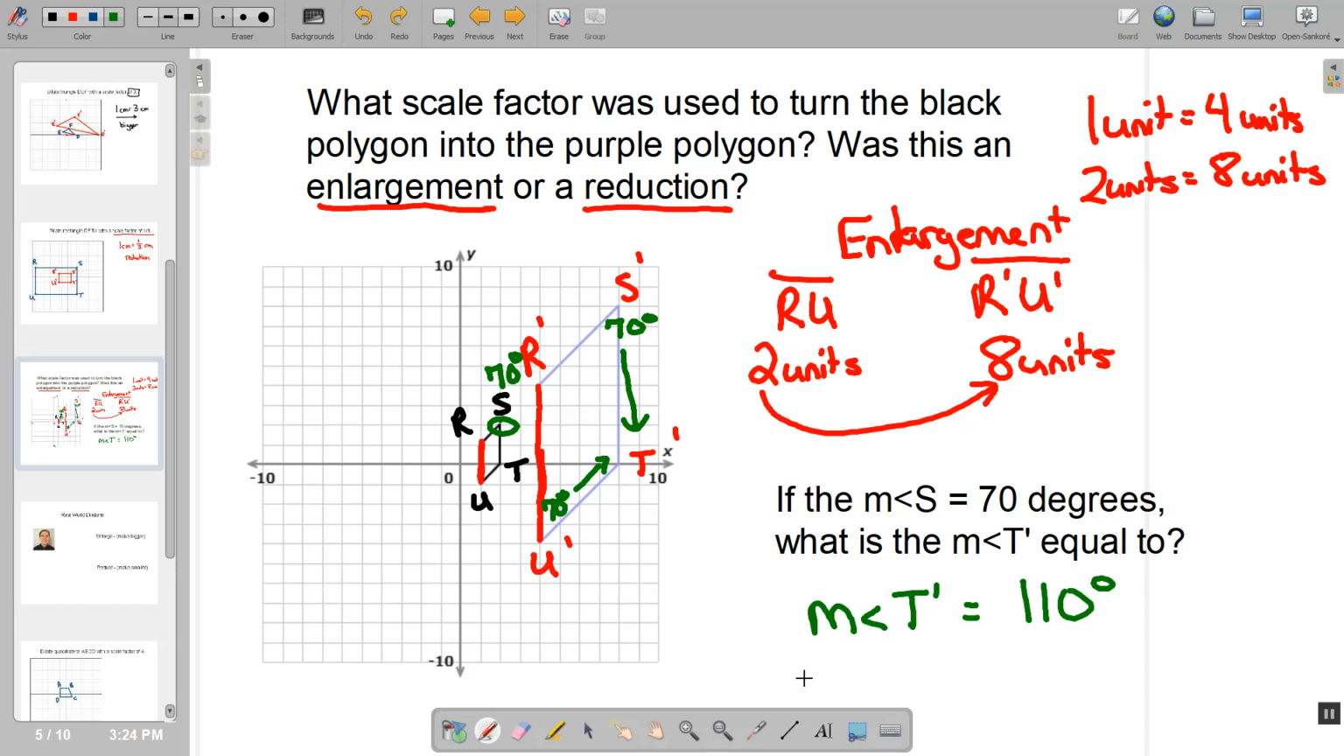Now, what this actually means is that the measure of angle T on this shape over here has to also be equal to 110 degrees. If you solve for one shape, as long as it is a true dilation, you're actually solving for the other shape at the exact same time.